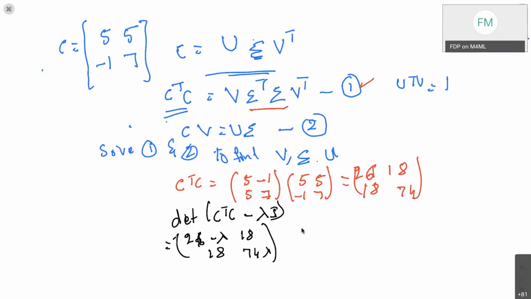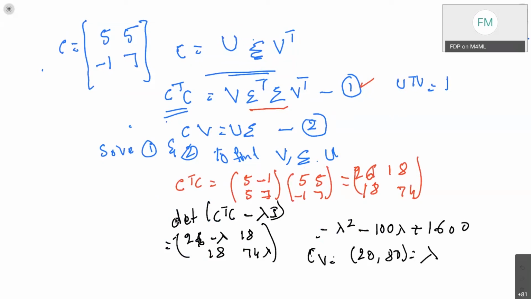Okay, now which is minus 100 lambda plus 1600, right? So the eigenvalues we will get are 20 and 80, which is lambda. So we have two eigenvalues here. Now, having obtained these eigenvalues, we have to find the eigenvectors.